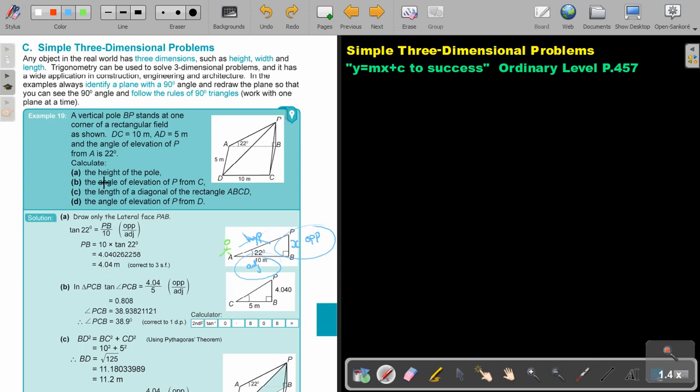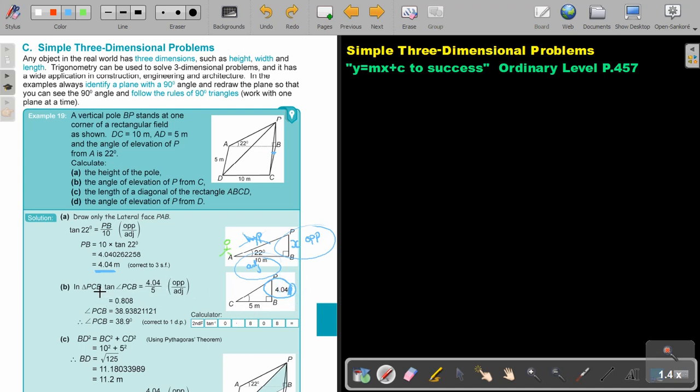The angle of elevation of P from C is that angle. So take out that plane again. Now you have the height of the pole. Because you approximate, and it's going to question B, you can use the answer with three significant figures. It's not necessary to work with four significant figures, so we can scratch that 0.